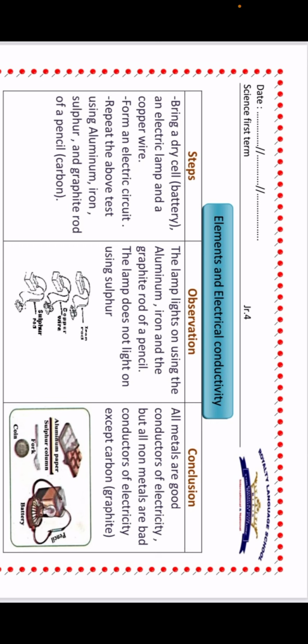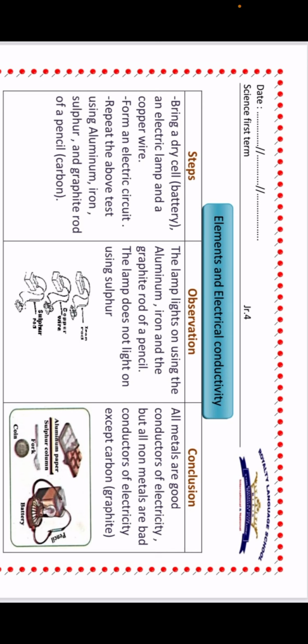So all metals are good conductors for electricity. All non-metals are bad conductors for electricity, except one, which is called carbon, a good conductor for electricity. Again, all metals are good conductors for electricity. Non-metals are bad conductors for electricity, except one non-metal, which is a good conductor for electricity, which is called carbon. Okay?